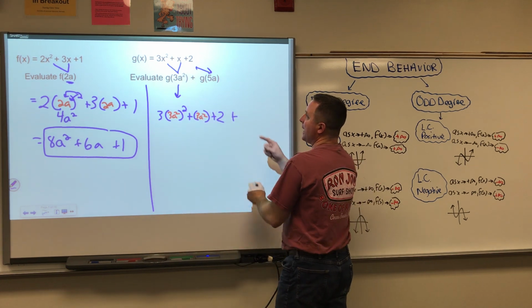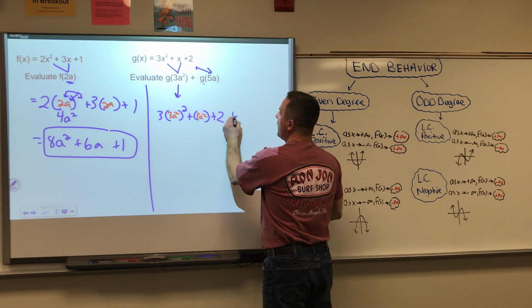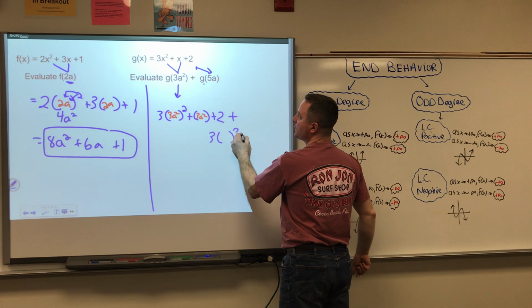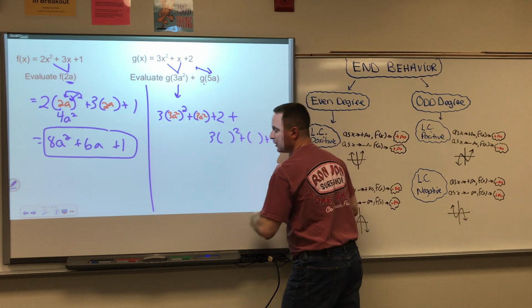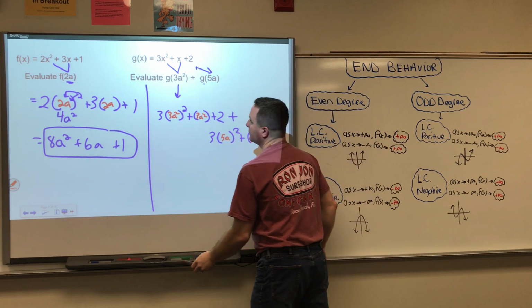And then at the back end back here, I have plus 5, g of 5a. So I'm going to plug in a 5a everywhere up there at the top. And I'm going to put it down here. It's 3 times something squared plus something plus 2. And in the second part here, I'm going to plug in a 5a.